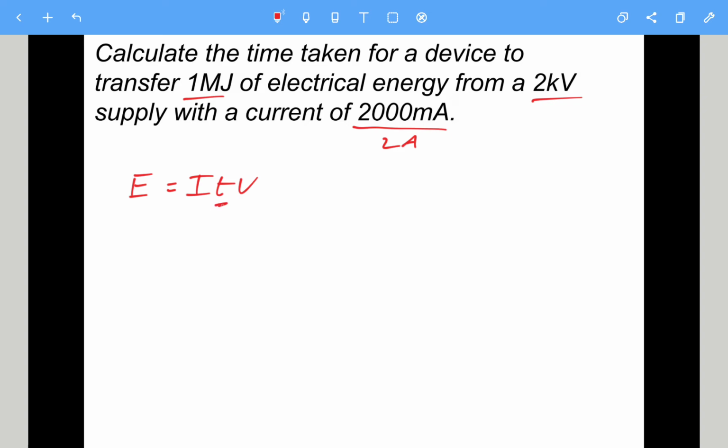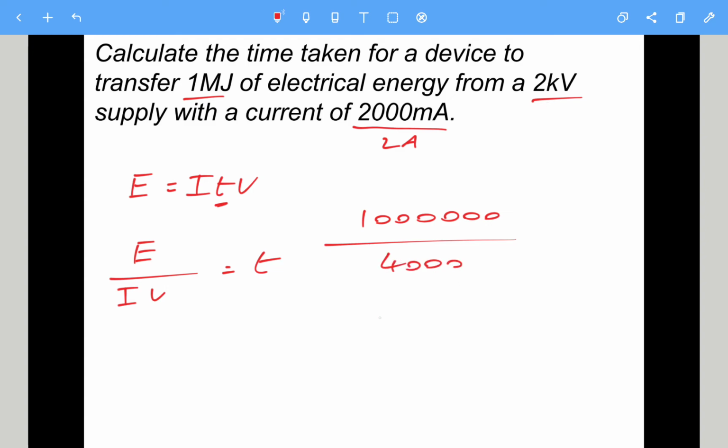So we need to find time, so we need to get rid of the times I and times V. So the opposite of times by I and V is dividing by I and V. So energy divided by IV will give us the time. So then we just need to put our numbers in. So the energy is 1 million divided by the current, which is 2, times the voltage of 2000. So 2 times 2000 is 4000. Then we just simply need to put that in our calculator. And that's 250 seconds.